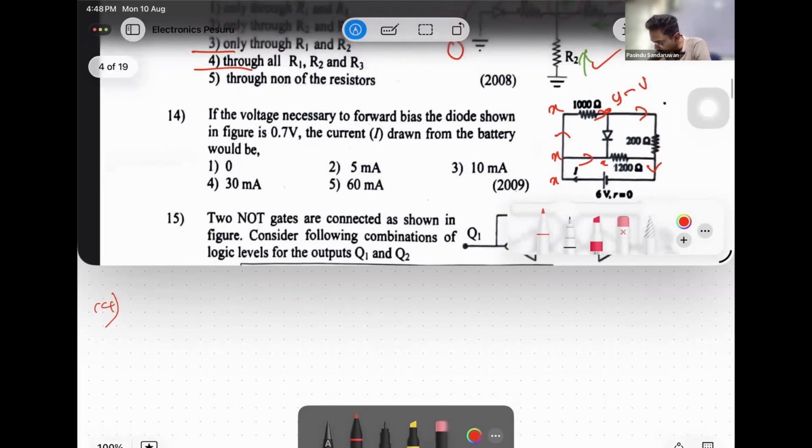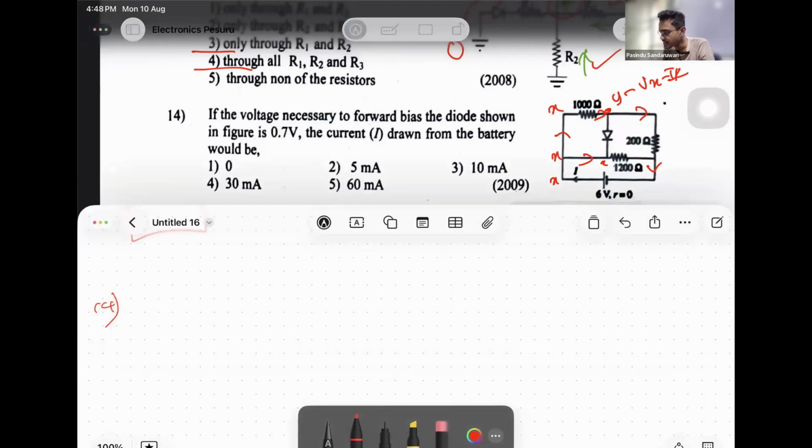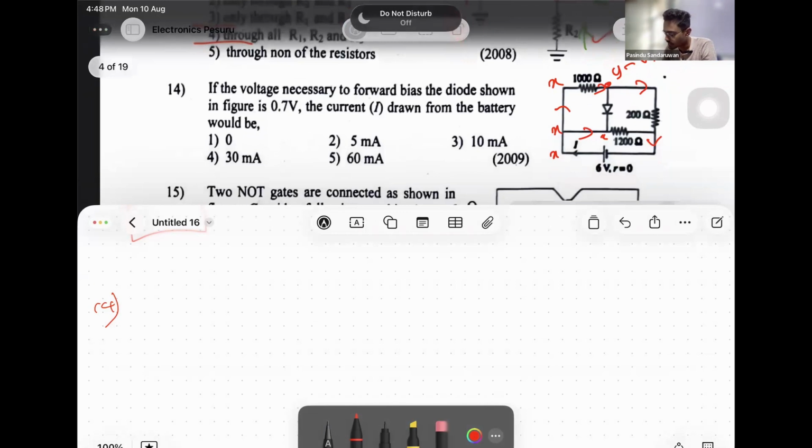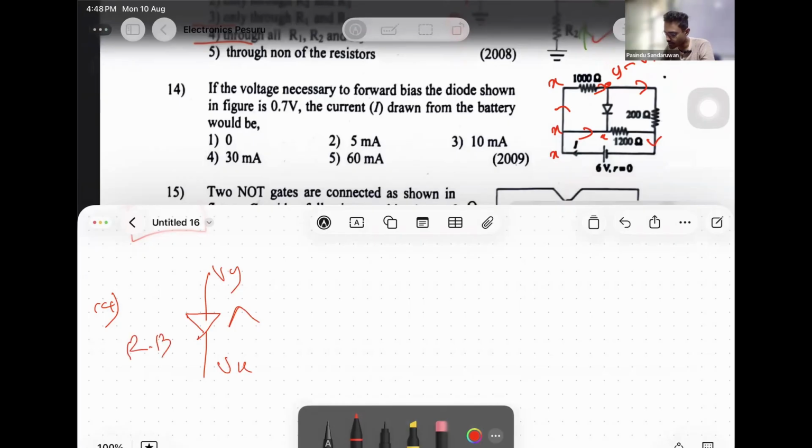This y is Vx minus IR, no? That y is Vx minus IR, which means potential at y is definitely less than potential at x. Now the problem is this: the diode is connected like this, right? This is Vy, this is Vx, but Vy is less.